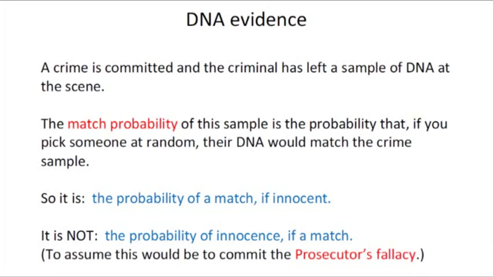But if the jury interpret the match probability of, say, 1 in a million as meaning that there's only a 1 in a million chance that that person is innocent, then they would be committing the prosecutor's fallacy, which is the error of getting these 2 conditional probabilities the wrong way around. The 2 probabilities are related by something called Bayes' formula, which we'll meet later, but they're quite definitely not the same.